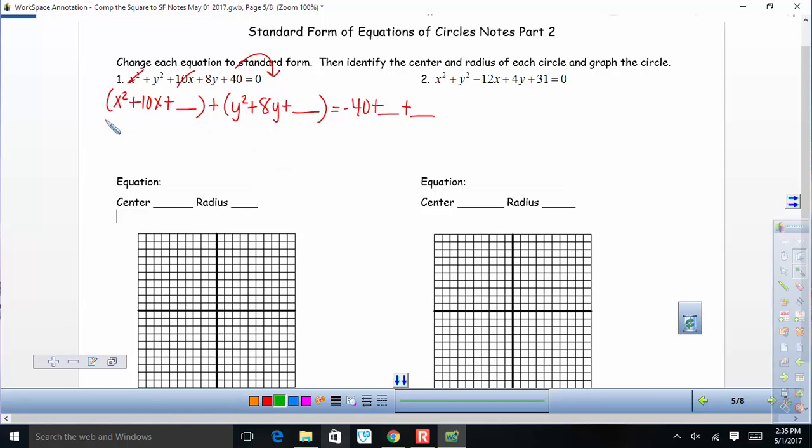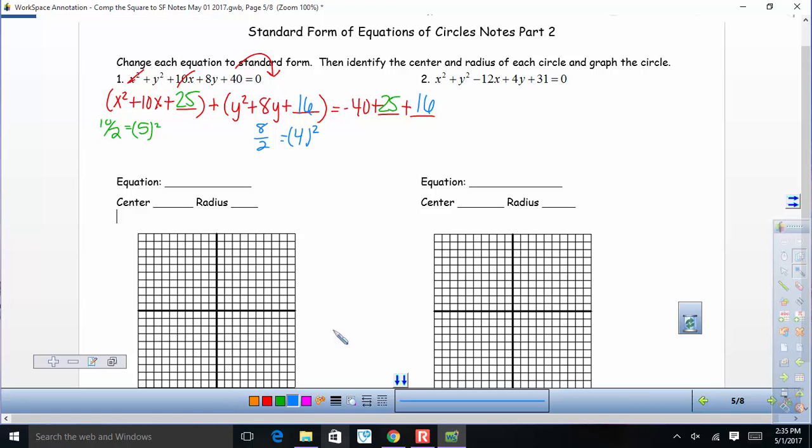So we take 10 divided by 2, and that gives us 5. We square 5, and it gives us 25. So I put 25 with my x here, and I also put 25 on my right-hand side. Do the same thing for y. So 8 divided by 2 gives me 4, and 4 squared is 16. So I put 16 here, 16 here.